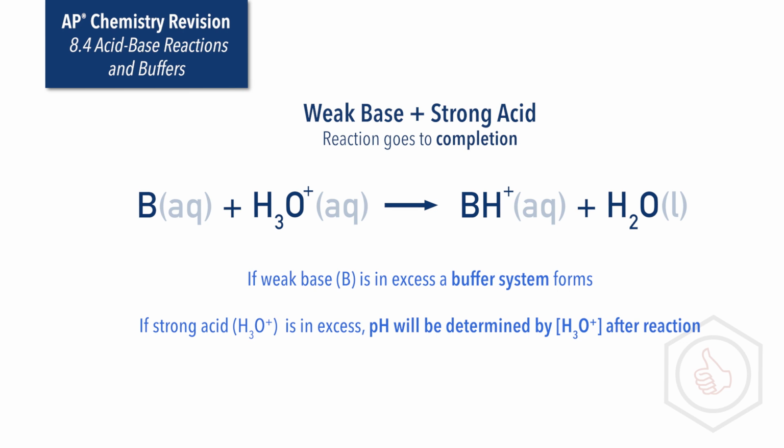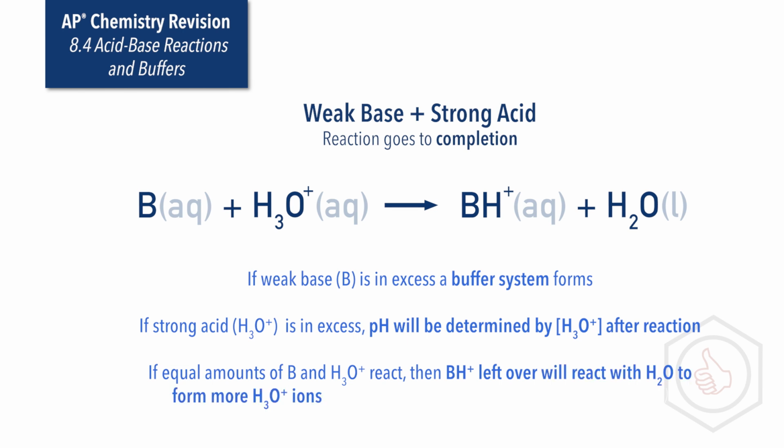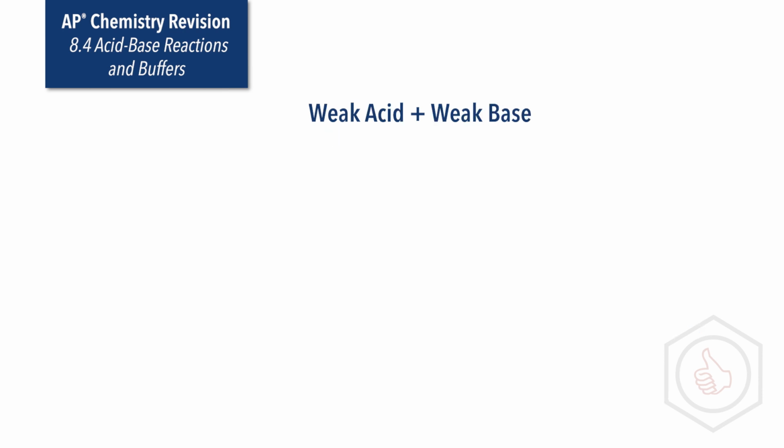If equal amounts of B and H3O+ react together, only BH+ in the solution remains and will ionize slightly to form H3O+. In other words, BH+ will react with H2O to form B and H3O+. So the solution won't be completely neutral and will have a pH slightly lower than 7, assuming 298 Kelvin. If a weak acid and a weak base react together, the reaction doesn't go to completion.